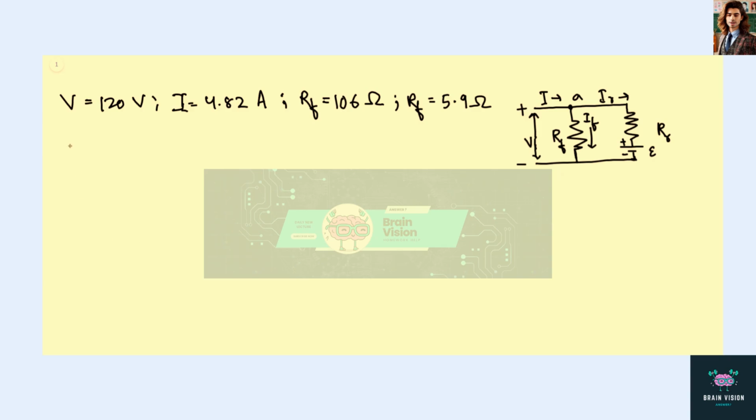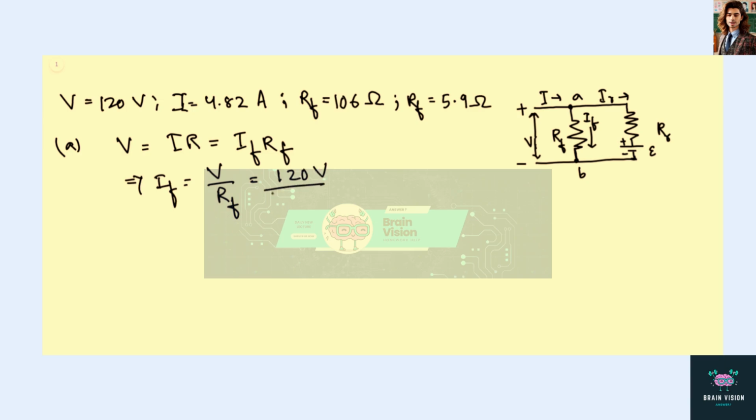For part A, the field coils and the rotor are in parallel to the applied potential difference. So the potential difference from over here, let's call it A, and this point B, across AB is going to be I times R, and that is equal to IF times RF. From here we can find the current, which is equal to V over RF, and we get this value to be 1.13 ampere.